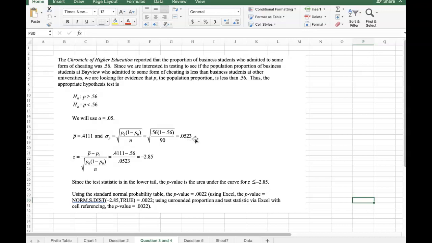0.0523. Okay, going back to that, I put that all over it, and I have a negative 2.85. And since the test statistic is in the lower tail, the p-value is the area under the curve for the z at negative 2.85. And so that is how we can find out the answers to questions 3 and 4.